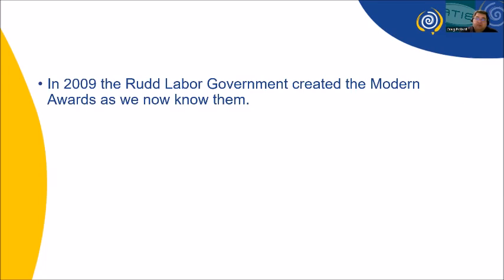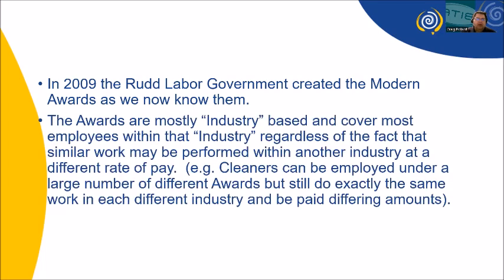So in 2009, the Rudd Labor government created modern awards as we now know them. Awards are mostly industry-based and cover the employees that work within that industry in the one document. So, for example, the Food, Beverage, Tobacco Manufacturing Award will cover people who clean, who work for a business in that industry. They will cover people who work in the loading dock. That award covers people who work on the production floor. It covers people who do associated tasks within the business with that sort of focus. It doesn't cover people like clerks. Clerks have their own award, and it doesn't cover people who are contractors. So, for example, if you employ or engage contract cleaners, they're not covered by the Food, Bev, Tobacco Award. They're covered by the Cleaning Services Award.